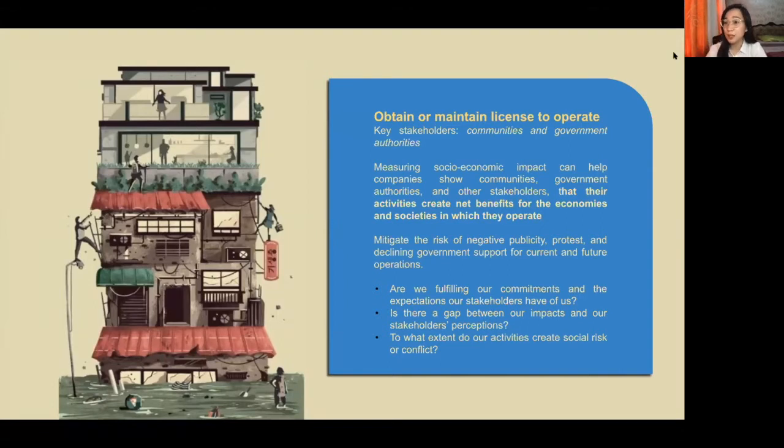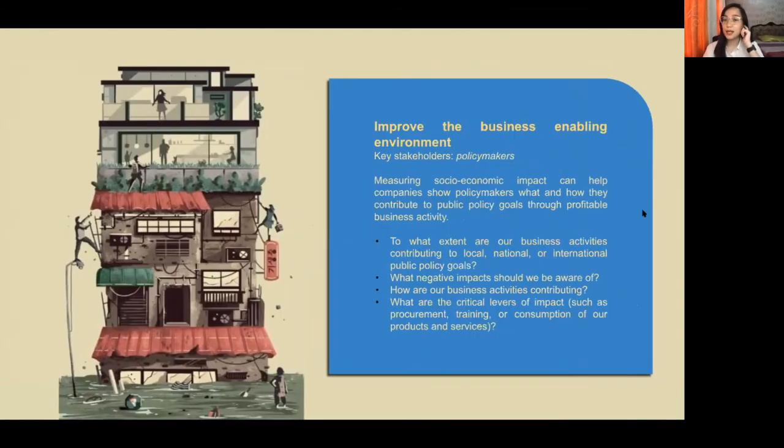Kaya sila binigyan ng permiso para gamitin at para makapag-operate because your promise now to the government is this and that. Okay? Next. Next is improve the business enabling environment. Now, for the key stakeholders right here are the policymakers. Okay? Yung mismong gumagawa ng mga batas.